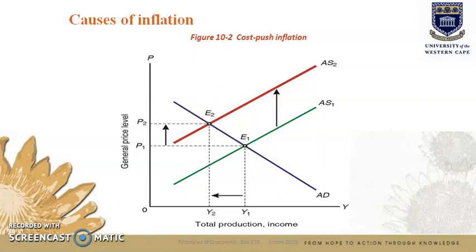As a result of these changes, the economy is now at a new equilibrium, E2, with the total output of Y2 and the prices of P2. Therefore, the increase in the cost of production has led to stagflation, that is, inflation accompanied by low production and unemployment.